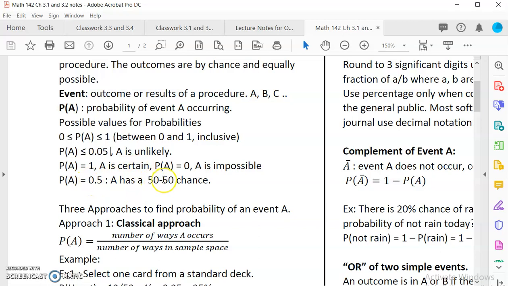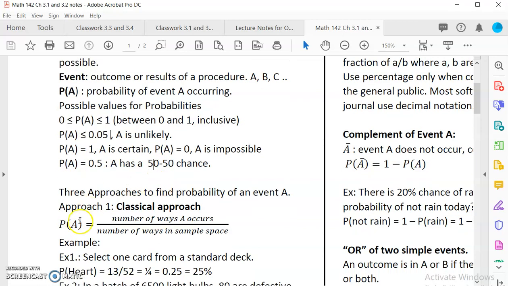What about if something is 50-50? A 50-50 chance means it has equal chance of happening as well as not happening. So the probability of A is 0.5. An example of 50-50 would be if you toss a fair coin. It could be 50% head, 50% tail. If you look at the outcome of a baby being born, whether it is a boy or girl, it's also 50-50. So far we know that the gender is a 50-50 chance. Another example would be a multiple choice question.